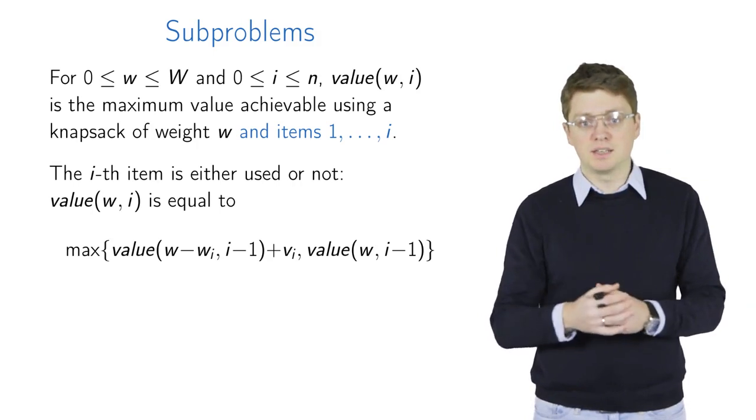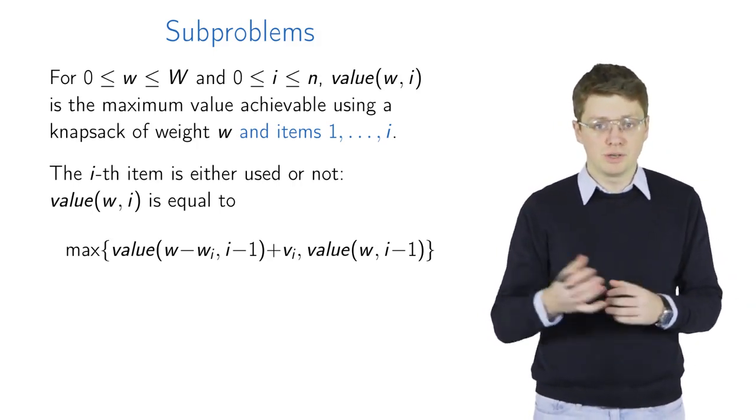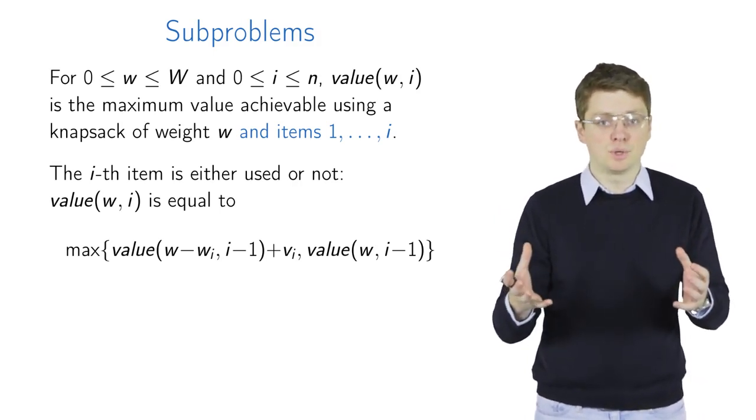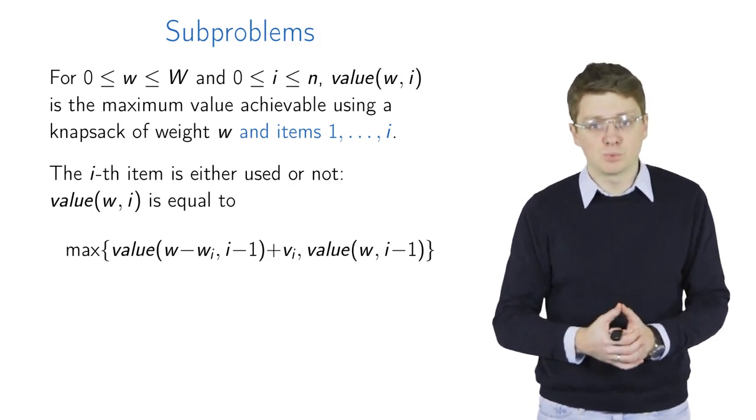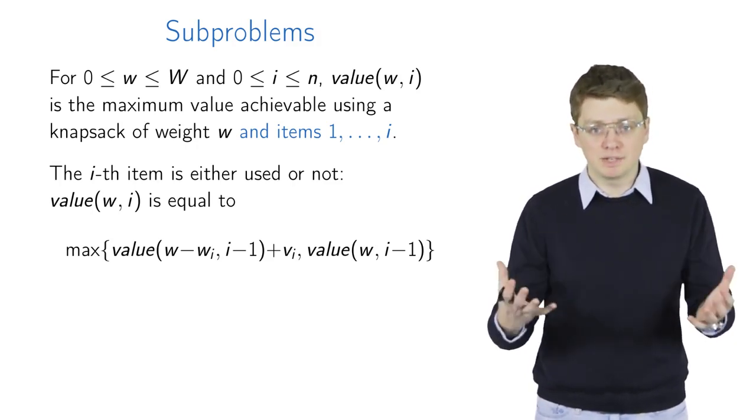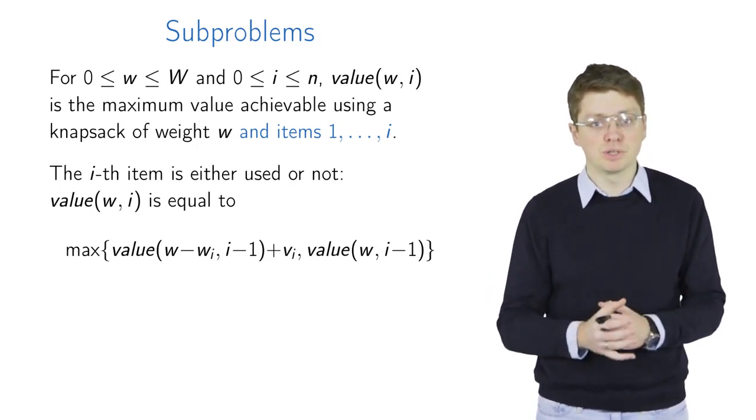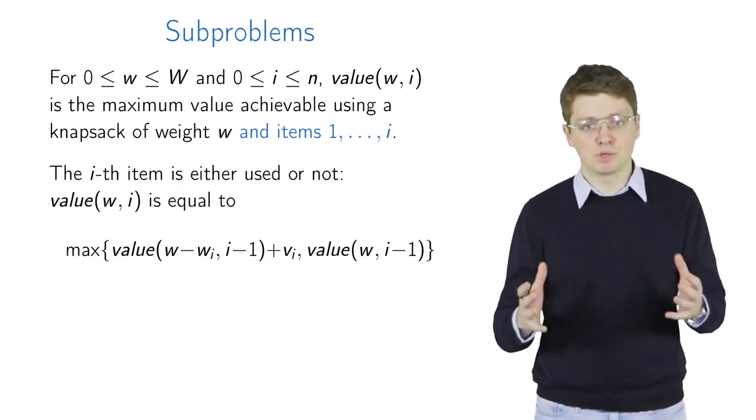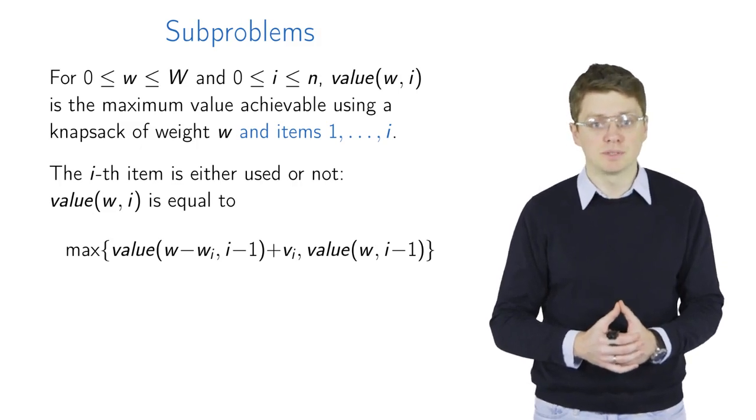In the second case, if the i-th item is not used in an optimal solution, then we just know that the optimal solution is the same as for the knapsack of total weight W, using only the first i minus 1 items. So we managed to express the solution for our problem through solutions for smaller subproblems. And this is probably the most important thing in designing dynamic programming algorithms.